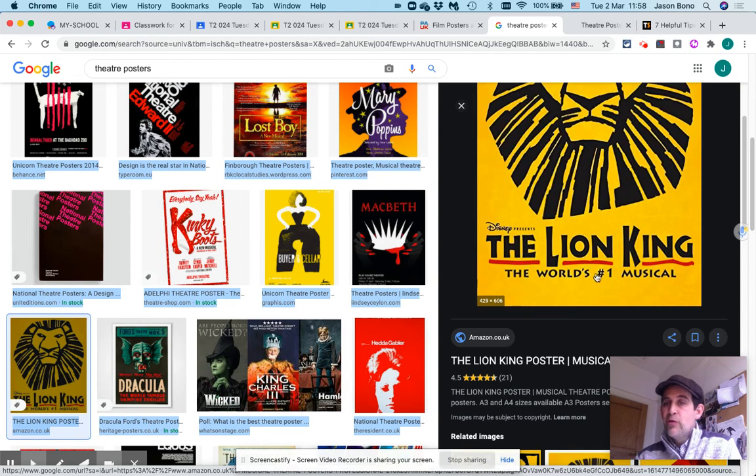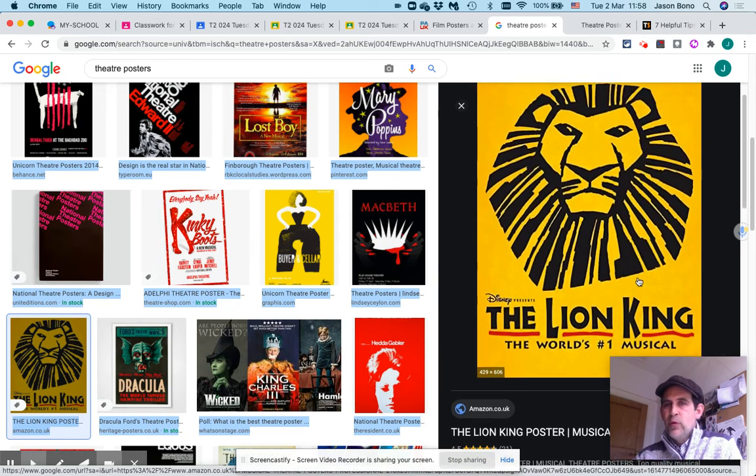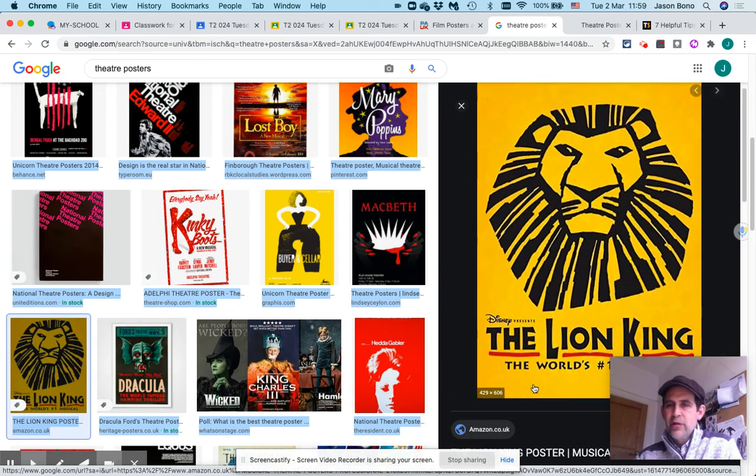And it says the world's number one musical. That might really make me want to see it. Now, we will notice there is not additional information about where to see it. So they've maybe taken that off to sell this as a poster to people for their homes for decoration.